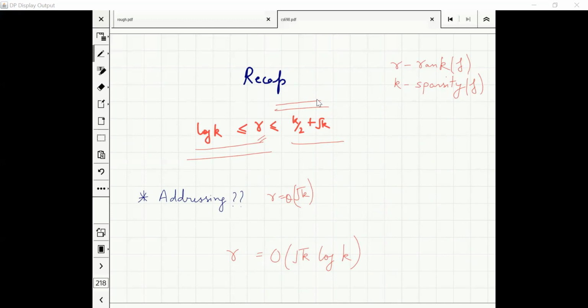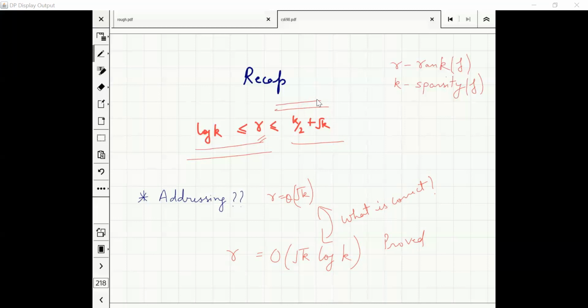So this is already proved. Between these two, we don't know what is the correct answer. This is an open problem. For all Boolean functions, is the rank O of root k, or does there exist a function where the rank is more than square root k? It could be anything. We don't know. That's an open question.